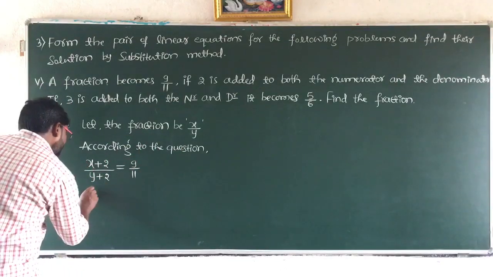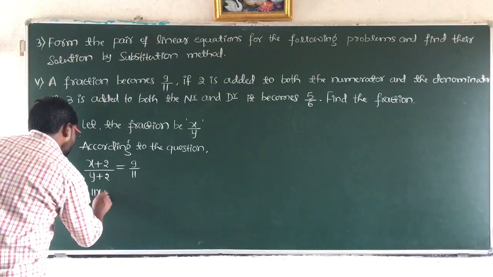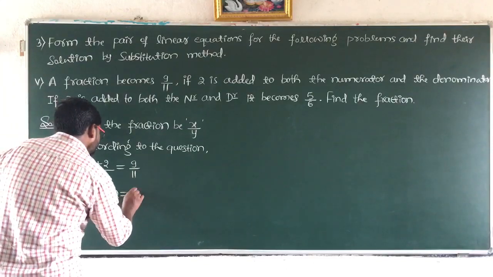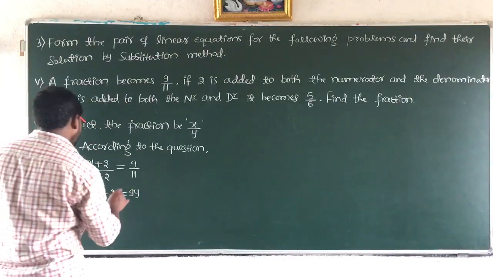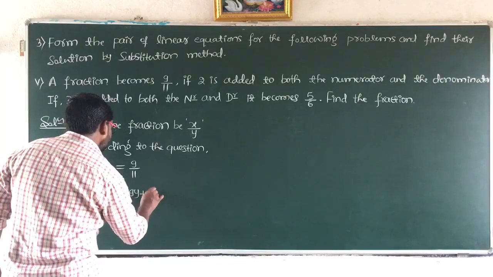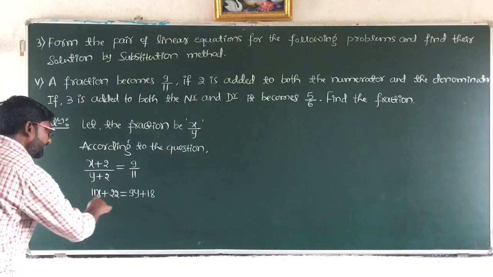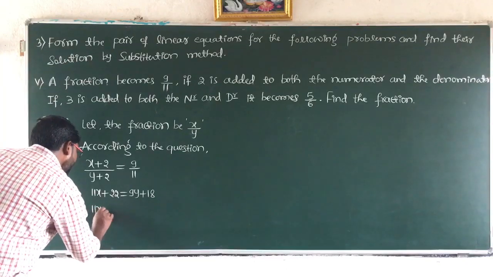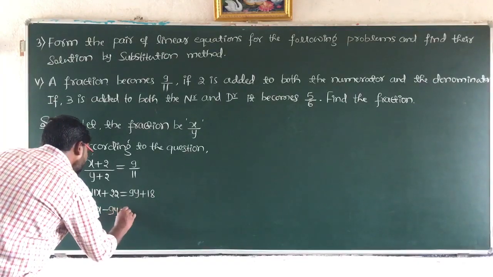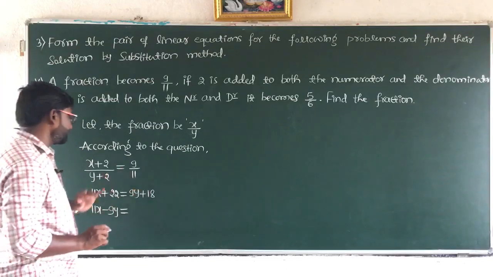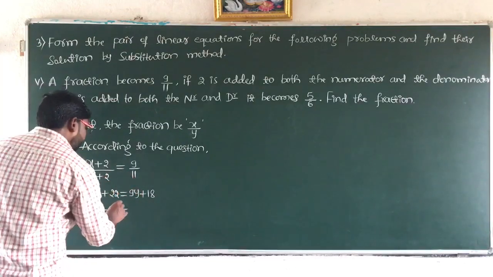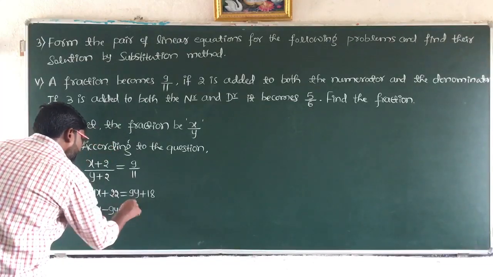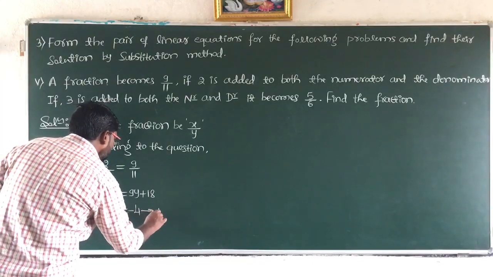Now go for the cross multiplication. We get 11x plus 22, which is equal to 9y plus 18. Now this can be written as 11x minus 9y, take 22 to the RHS, it becomes minus 22. So 18 minus 22 will be minus 4. Now this is our equation number 1.